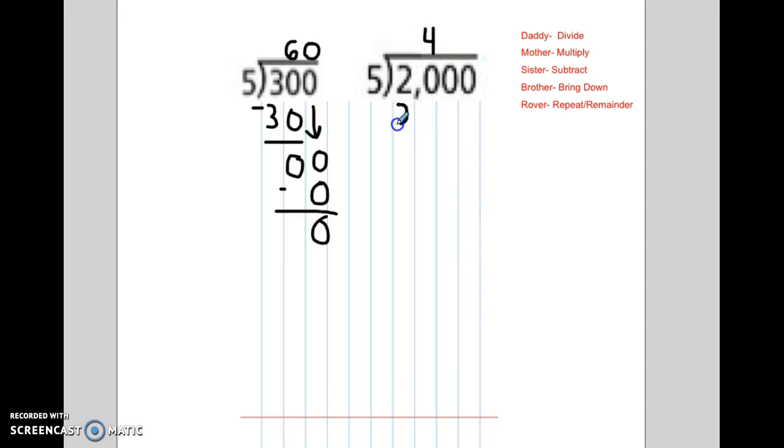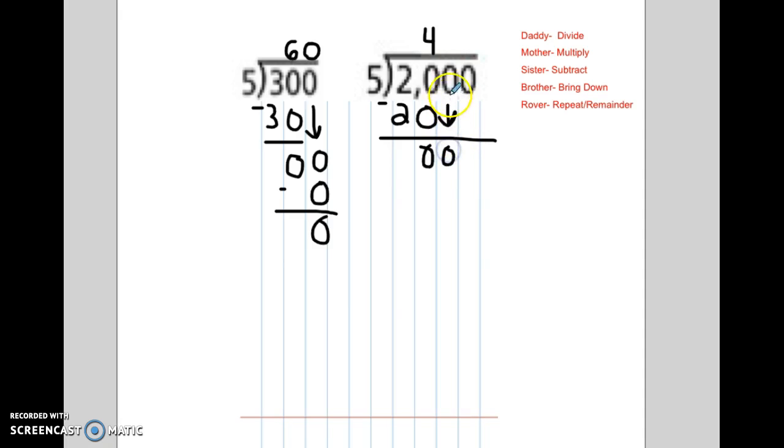And again, I use these lines to help me keep everything nice in order here. And then I get to go to sister, subtract. 20 minus 20 is 0. And then I get to go to brother, bring down.